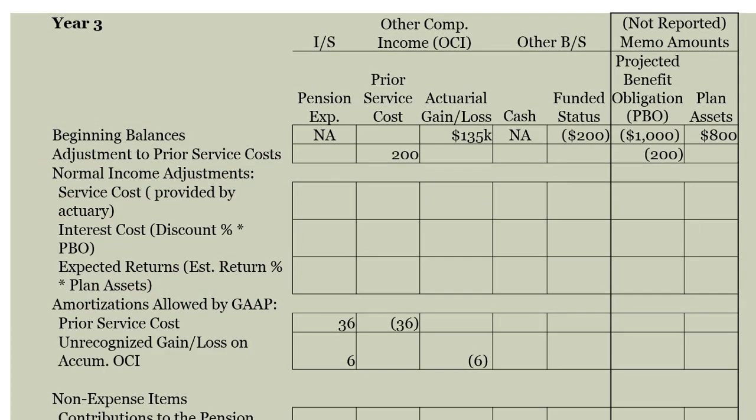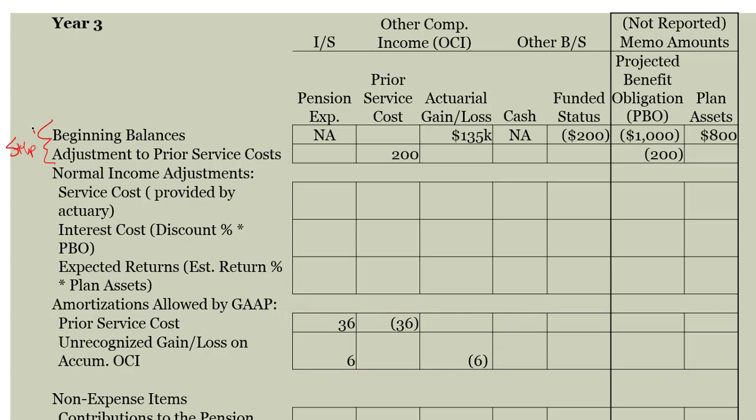So I'm going to start right where we left off last time. You can see all of these numbers match what we did before. There's the beginning balances. There's the $200,000 that we added in, and there's our $36,000 amortized away of prior service cost and the $6,000 that we amortized away because of corridor smoothing.